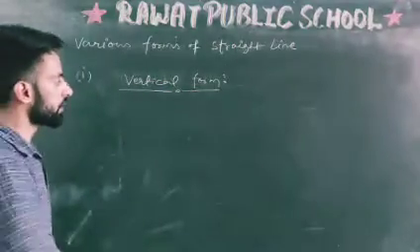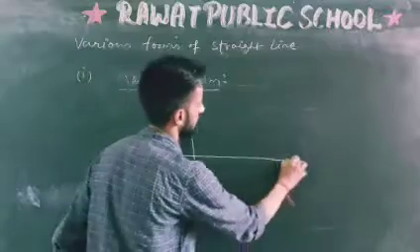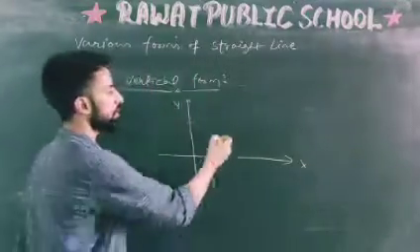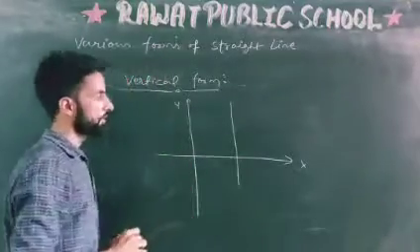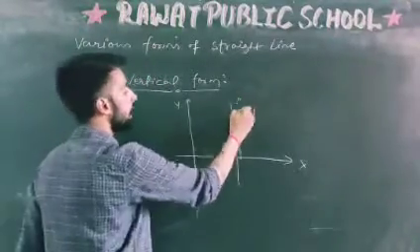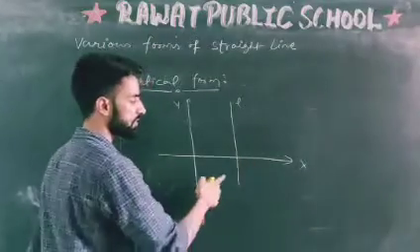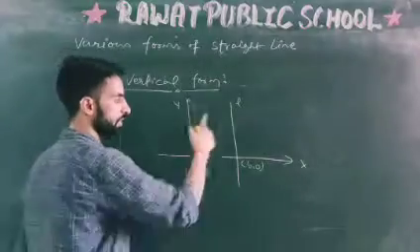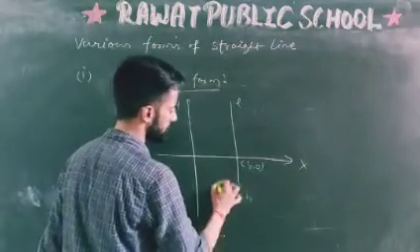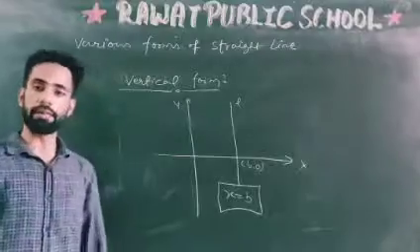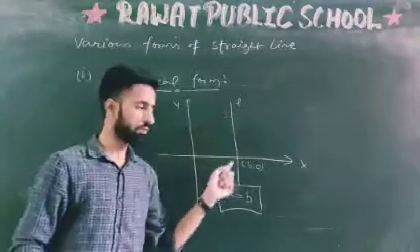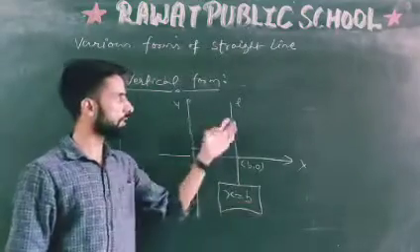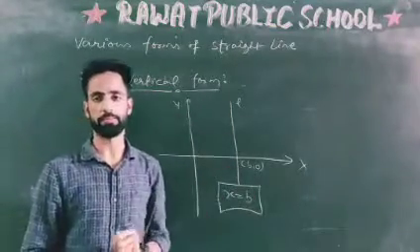The other form is the vertical line, in which the line is drawn parallel to the y-axis and perpendicular to the x-axis, like this. This is our line here, and the value of x is fixed. If I say this point is (b, 0), then the equation of this line will be x equal to b. For every possible value of y, whether positive or negative, x remains constant, x equal to b. So this is the equation of such a vertical line.